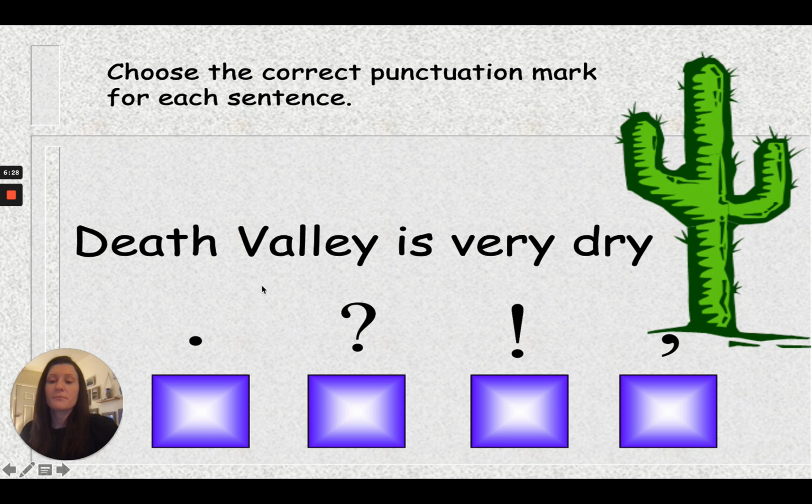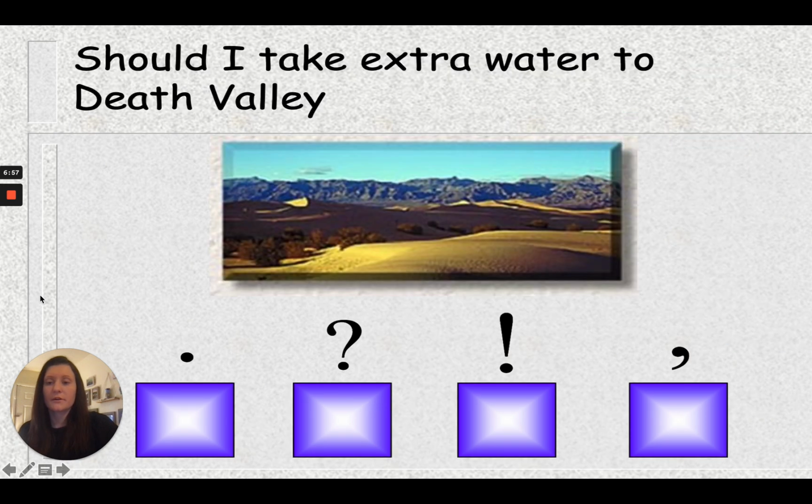So between the period and the exclamation mark, since it sounds like when we say Death Valley is very dry, we are just making a statement. It's something that we know, that Death Valley is very dry. So for this one, we would want to use the period for the end of this statement sentence.